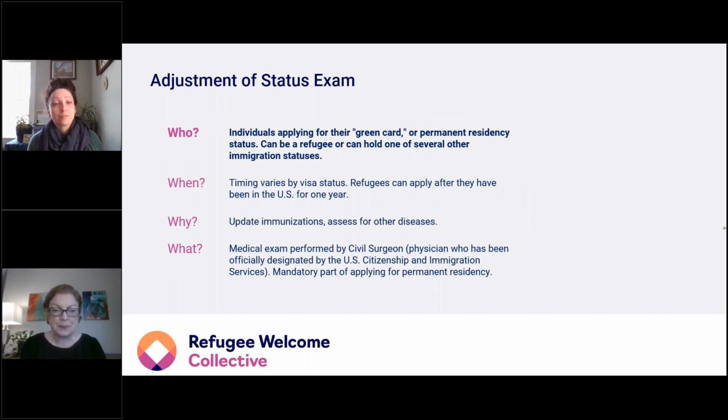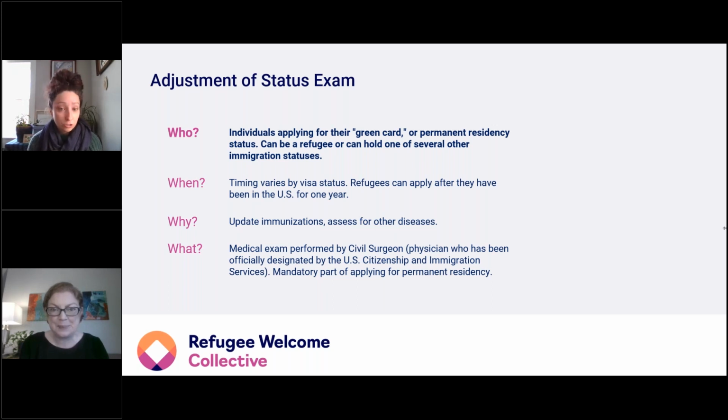Adjustment of status exam. This is very important because it is so often confused with the refugee resettlement exam for very legitimate reasons, both by supporters, volunteers, and new arrivals themselves. This tends to be, I would say, more well known as part of the health process of new arrivals than the refugee resettlement exam, so it just gets very confused in everyone's head. This is an exam given to people who are applying for their green card or permanent residency status.